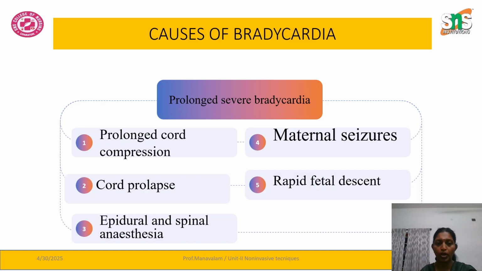Second one is cord prolapse. It is also commonly present in case of low-lying placenta or multiple pregnancy. And there is a chance of fetal bradycardia because of exposure of the cord outside the vagina. Next, epidural or spinal anesthesia. The mother may have had epidural or spinal anesthesia during labor in order to ease the pain experienced by the mother during labor.